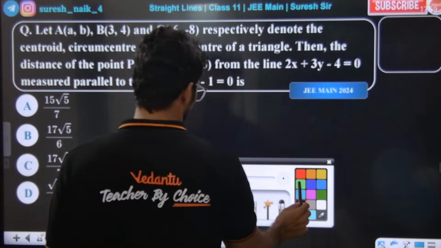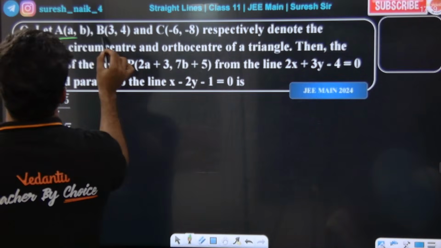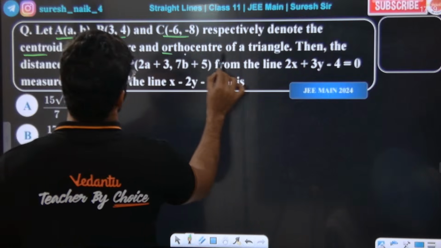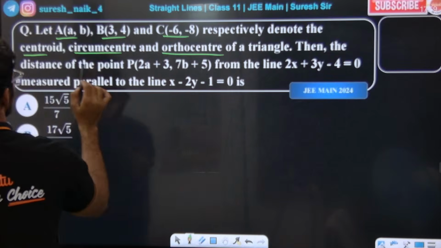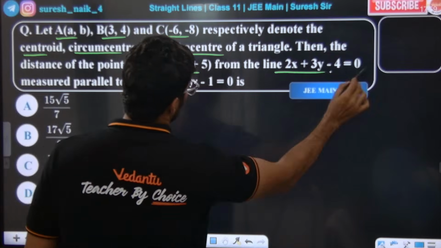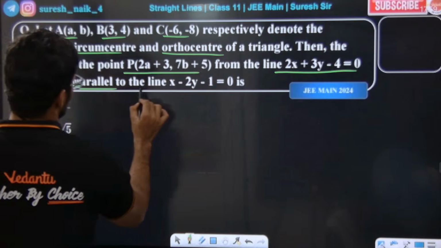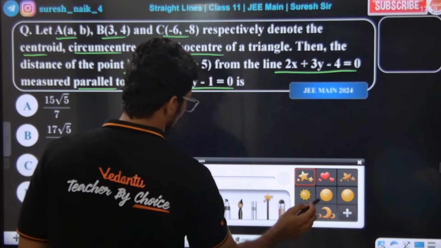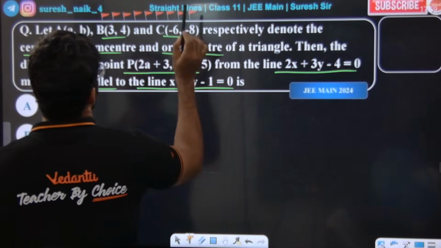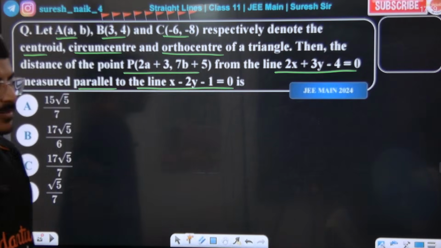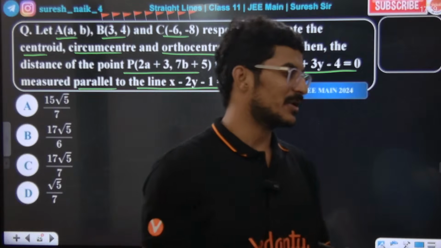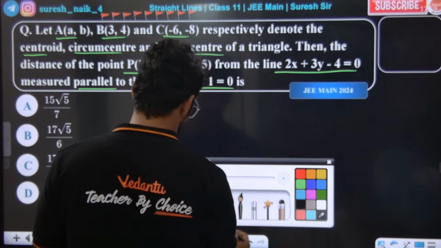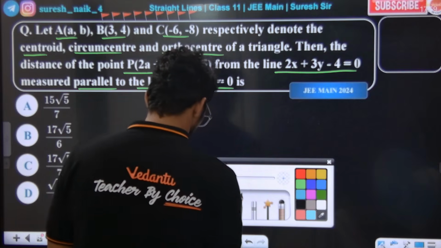In the question, you can try this. Let A, B, C respectively denote the centroid, circumcenter, orthocenter of the triangle. Then find the distance of the point P from the line, measured parallel to the line. This is a very good question and very important. It is like a top-level question. Sir, what does it mean? Which means very, very important.